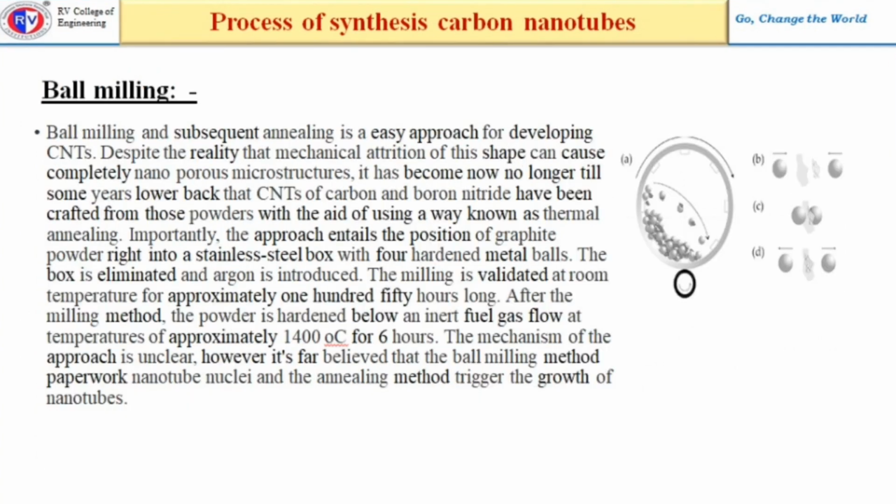So next we can go for ball milling. Ball milling and subsequent annealing is an easy approach for developing carbon nanotubes.